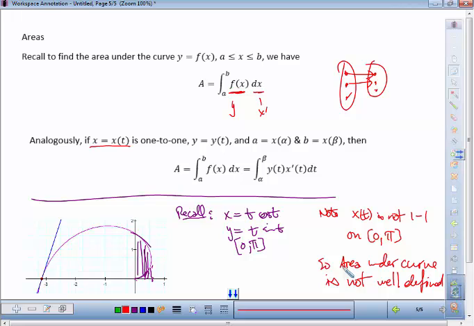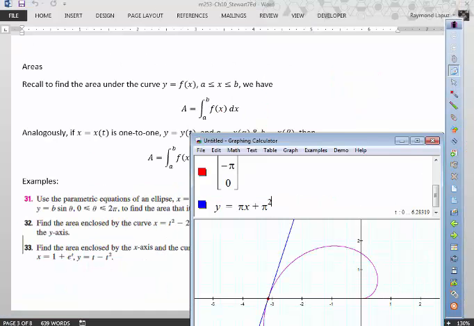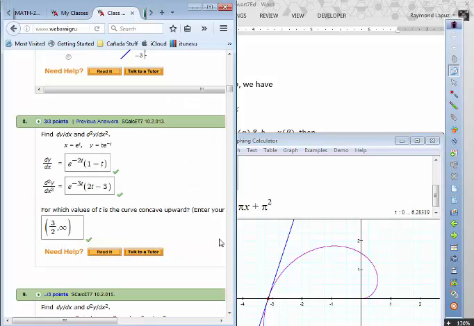All right, should we do an example? All right, let's do a quick example of this. 15 maybe? No, 23.